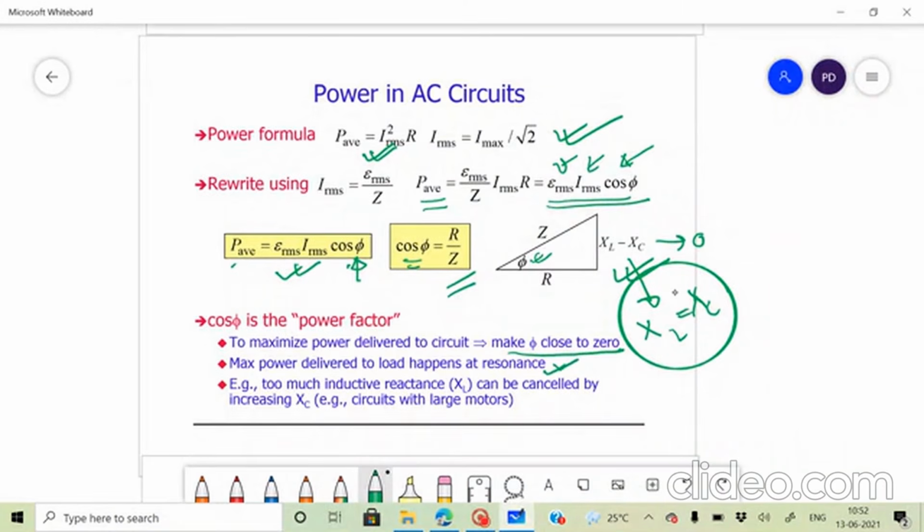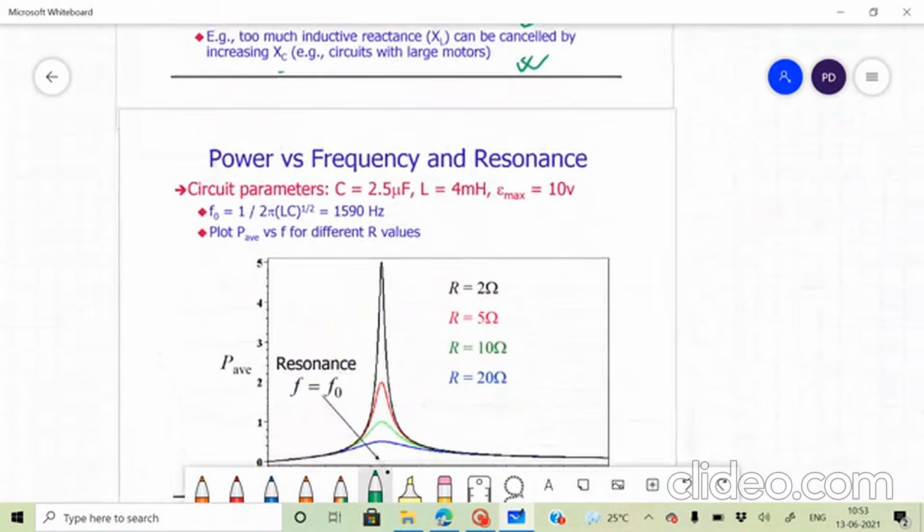For example, too much inductance XL can be cancelled by increasing the XC. So this is something you can see in the resonance curve. Ultimately, the take home message is that this cos phi term is very, very important. It is linked to the average power, and power is going to be maximum when cos phi is maximum, and cos phi will be maximum only when Z becomes minimum. You can make Z minimum only by putting XL minus XC equal to 0, or XL equal to XC, which is the condition for resonance. So let's move to the next one.